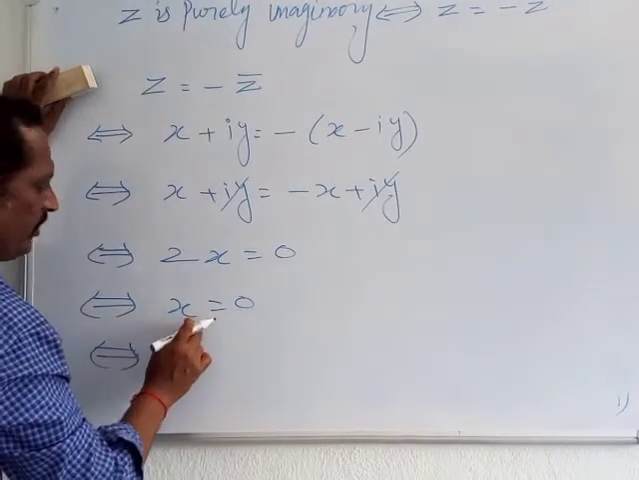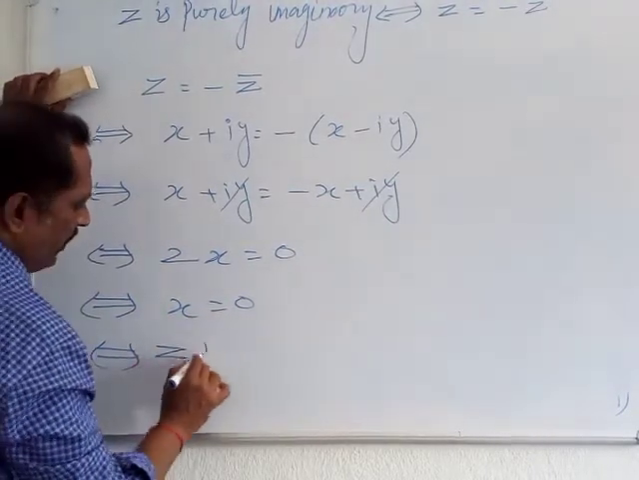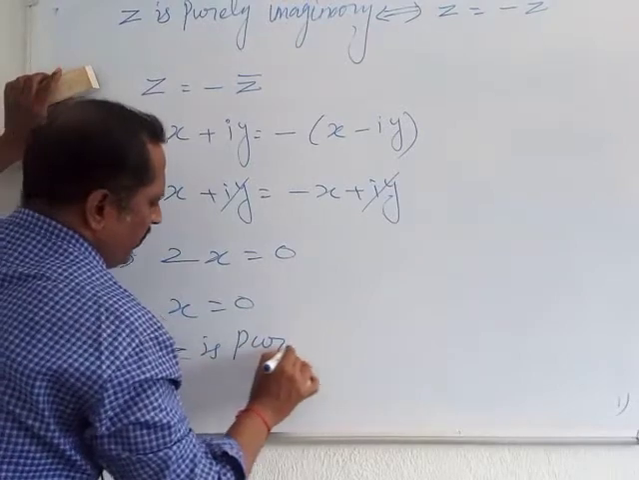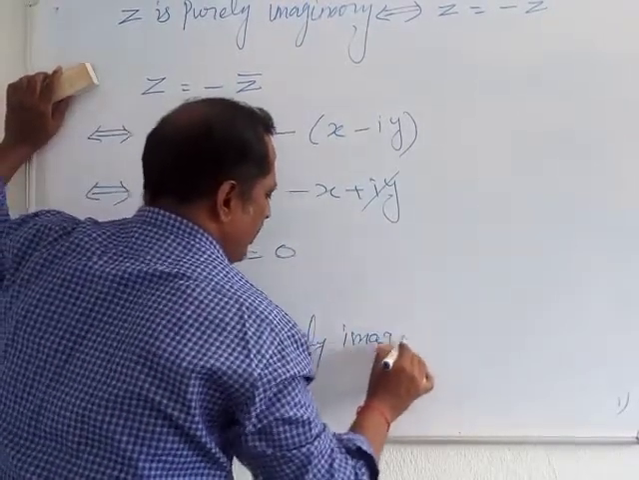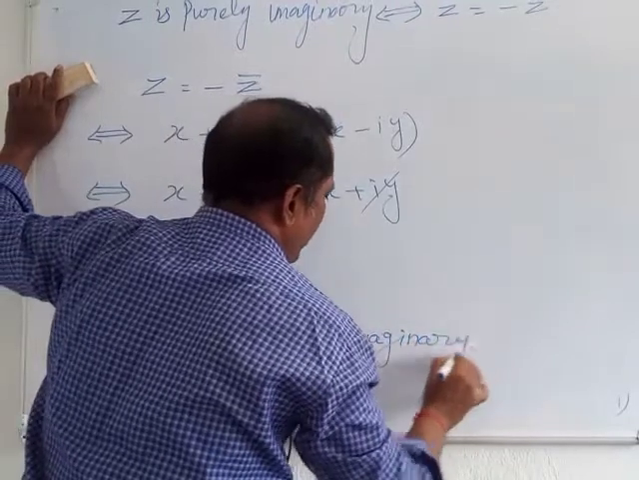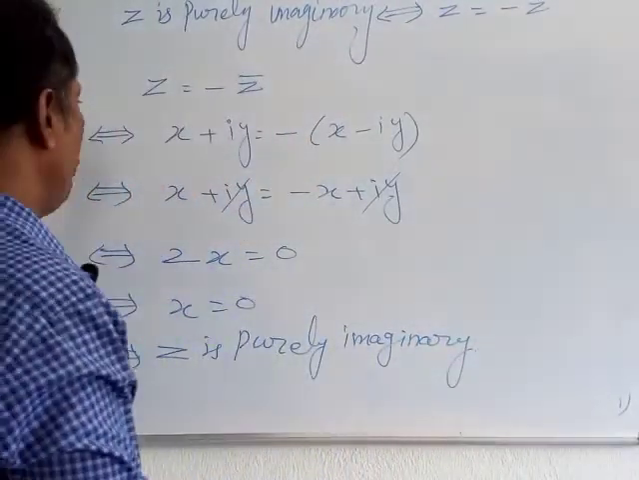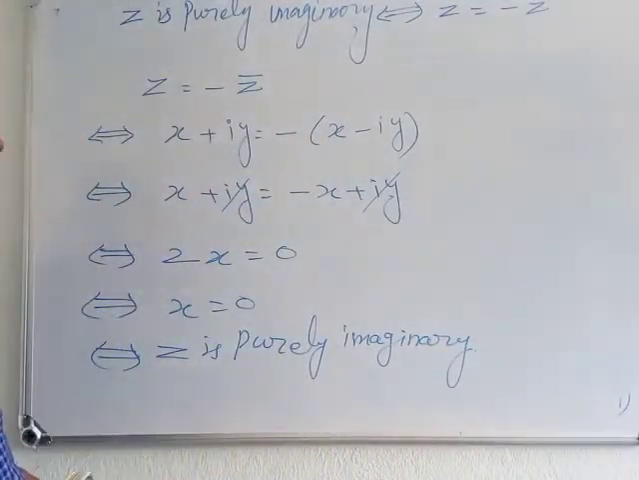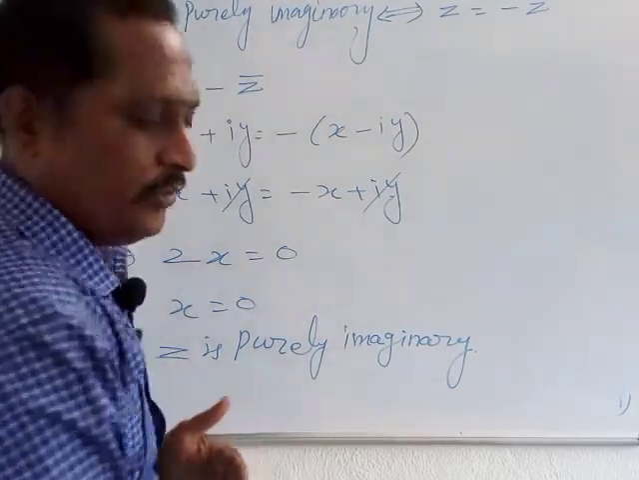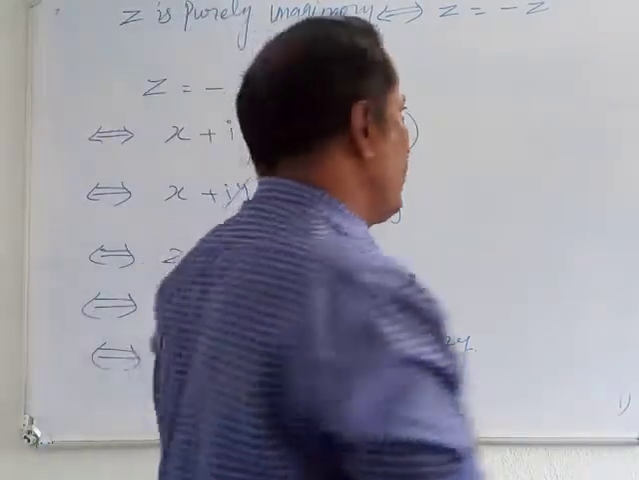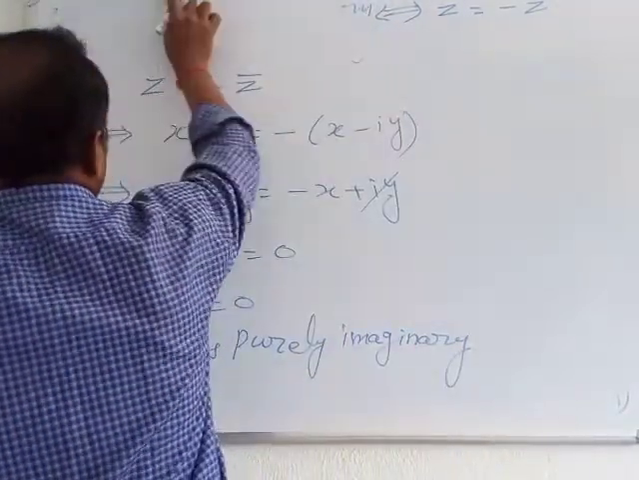X value is equal to 0. So therefore Z is purely imaginary. Right. So if and only if, we have to use that if and only if symbol. So the forward process and the reverse process both are the same. That's all. This is a property proof.